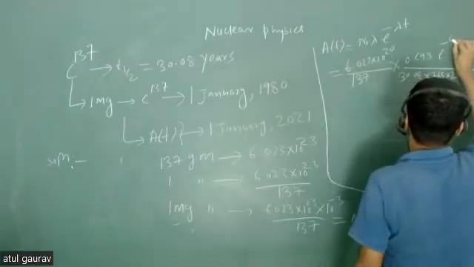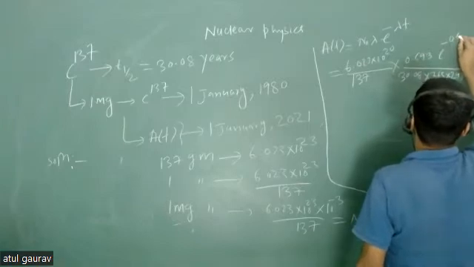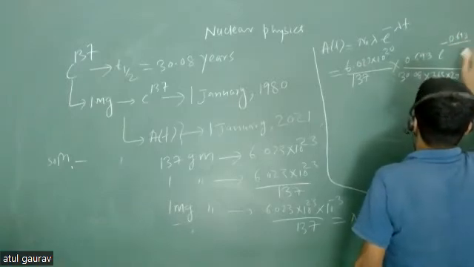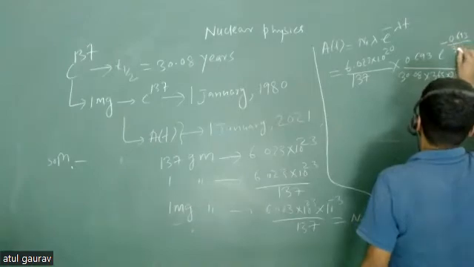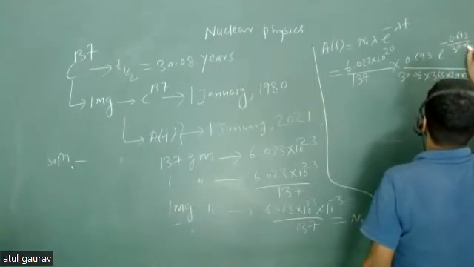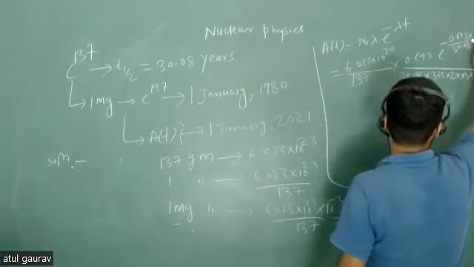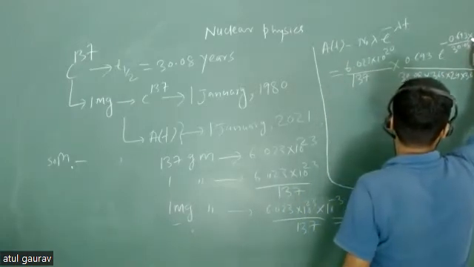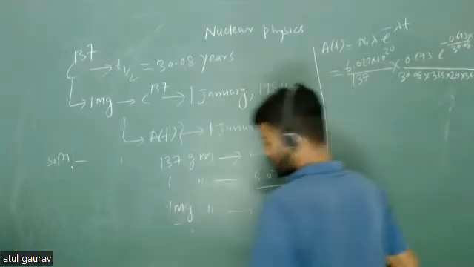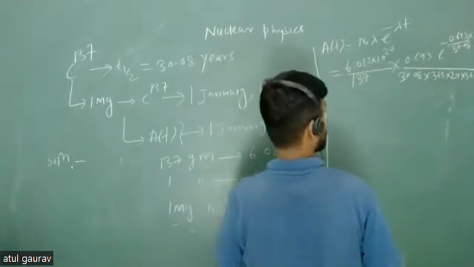Now I'll write it in detail. So 0.693 divided by t half. T half is how much? 30.08. Now time will be how much? So this is in years. So I have to write that time should be in years, so that it will be cancelled. Did you get what I'm saying?